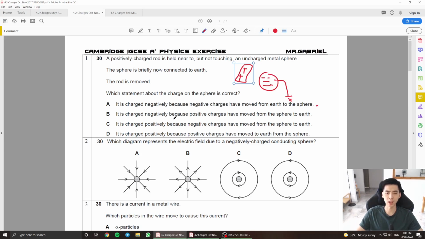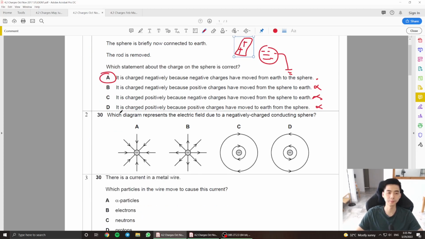It is charged negatively because positive charges move from the earth to the sphere. No, this is not possible. The earth wire can only allow electrons to flow. It is charged positively, definitely not possible. It is charged positively, not possible as well. So A is going to be the answer because it is attracting negative charges from the earth wire.